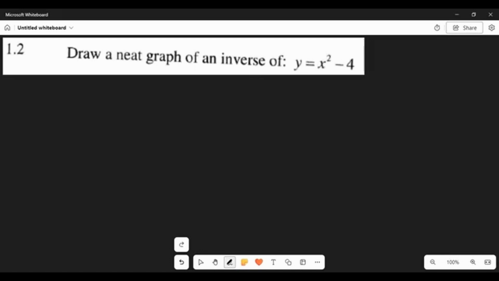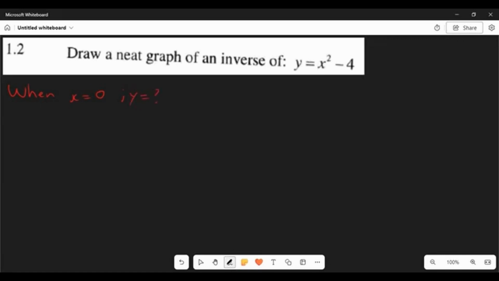In order for you to draw the inverse of the parabola, you need to know the coordinates of the parabola, then you swap them. So here's what I'm talking about. You need to find the intercepts and the turning point in order to draw the graph. First of all, we can say when x is equal to 0, what is y?